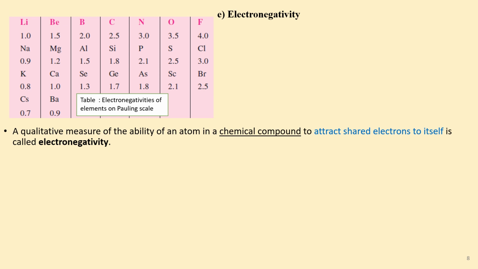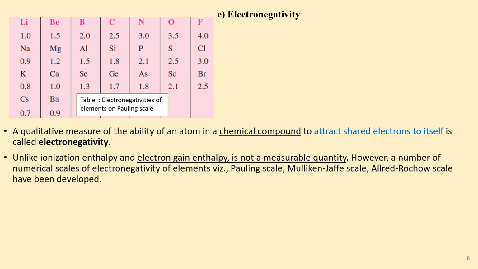It is an indicator of the extent of attraction by which electrons of the bound pair are attracted by an atom linked by this bond. Unlike ionization enthalpy, electron gain enthalpy is not measurable. That means electronegativity is not a measurable quantity.